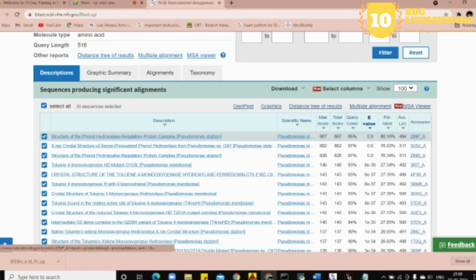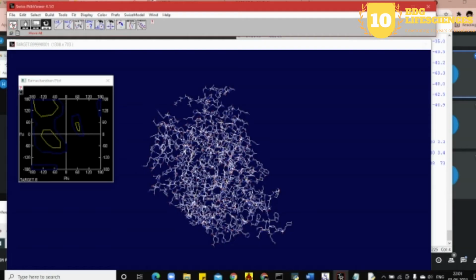Finally, we were taught homology modeling, where we develop model structures from target sequences using similar sequences as templates by BLAST, analyzed using Modeller and Swiss PDB Viewer, and concluded the best structure model using the Ramachandran plot.